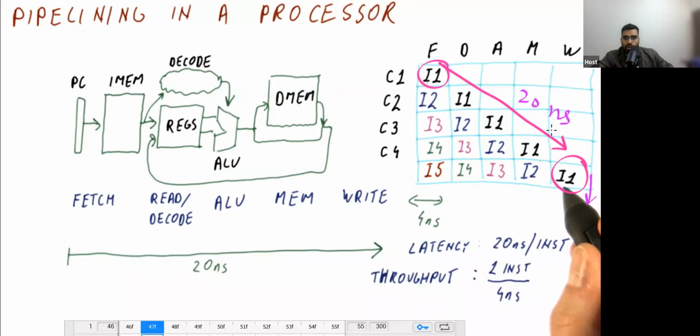Because for this instruction I2 only this stage will be remaining. So after one cycle, after 4 nanosecond, I2 will be done. After 4 nanosecond, I3 will be done. After 4 nanosecond, I4 will be done. So after every cycle, one instruction will be done. So very simple. Okay, so this is the point.